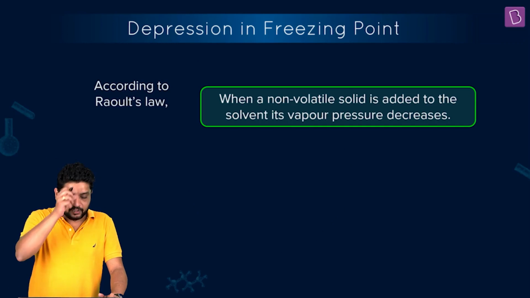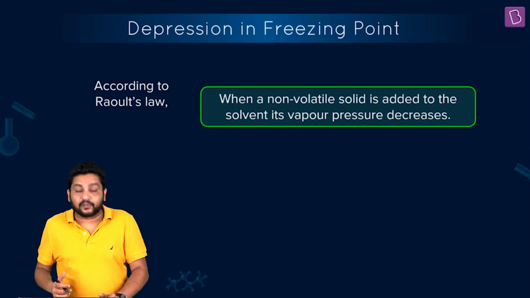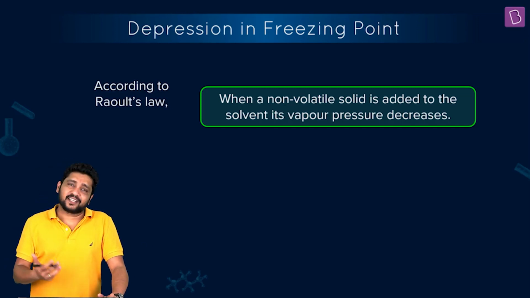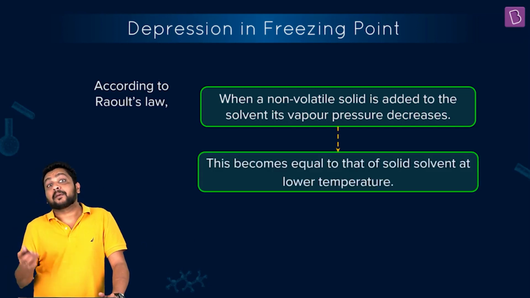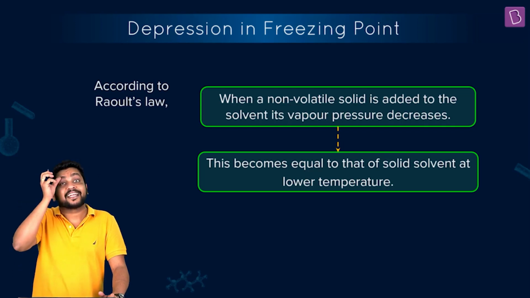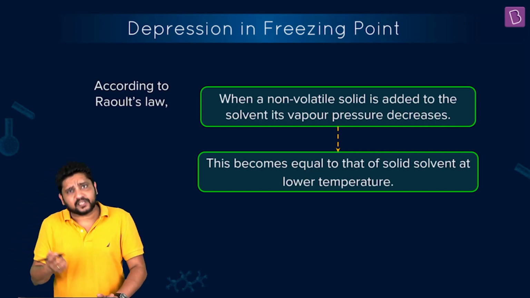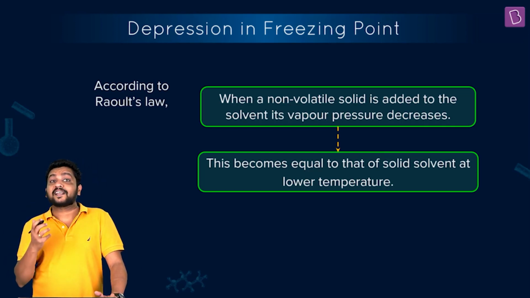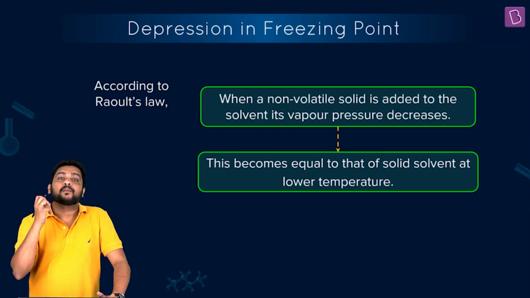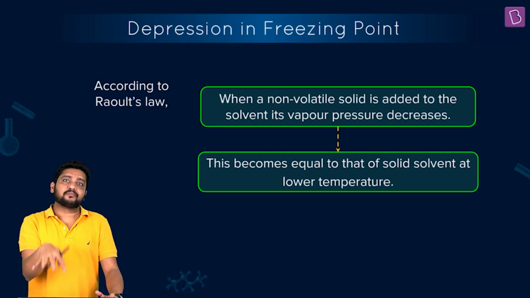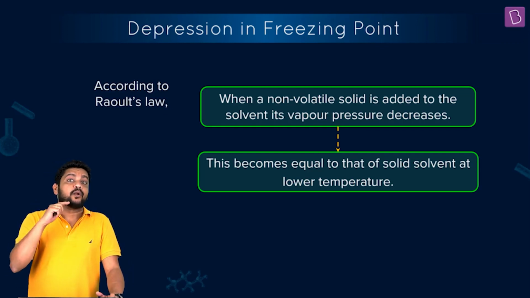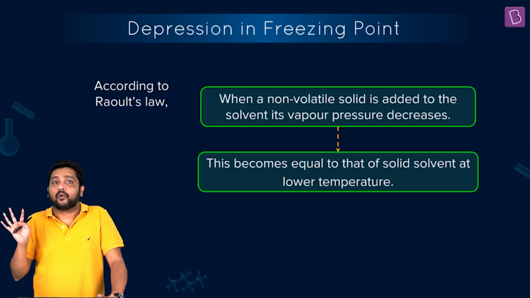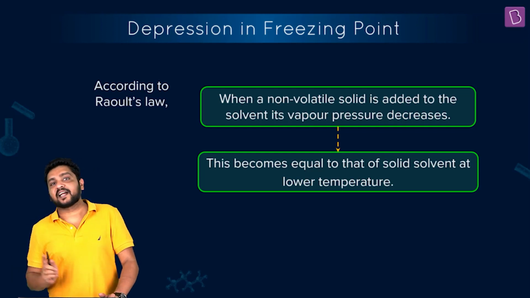So what is Raoult's law? Raoult's law says that when a non-volatile solute is added, we know that the vapor pressure reduces, right? So relative lowering of vapor pressure is another colligative property that we study. Depression in freezing point and elevation in boiling point are also colligative properties, or properties that depend upon the number of particles dissolved in the solvent, not how many moles of the original substance I took. It depends on the number of particles that are there, right?